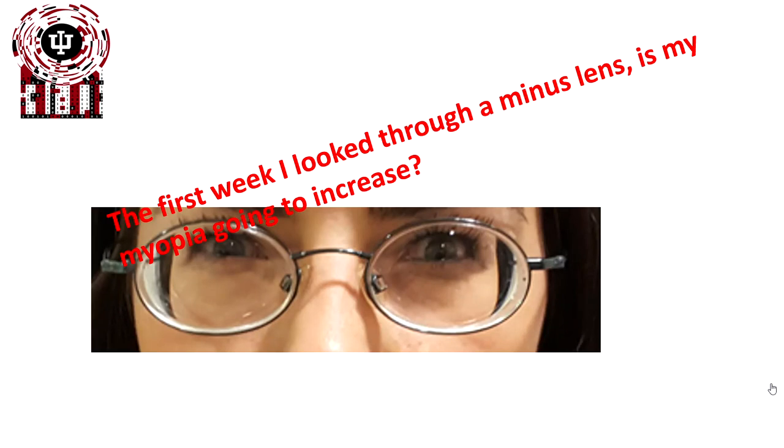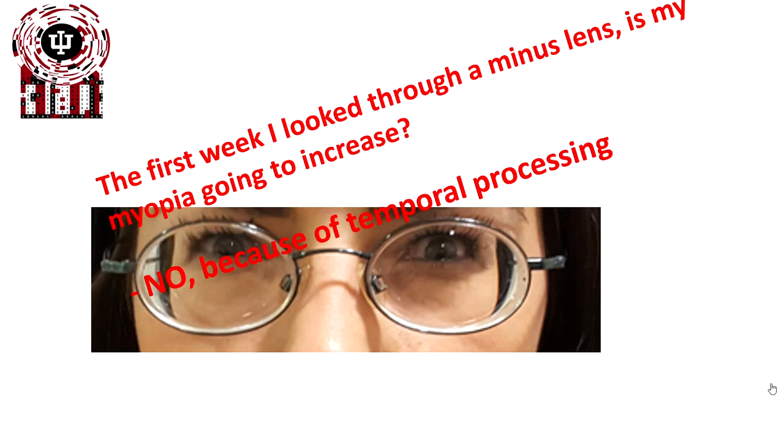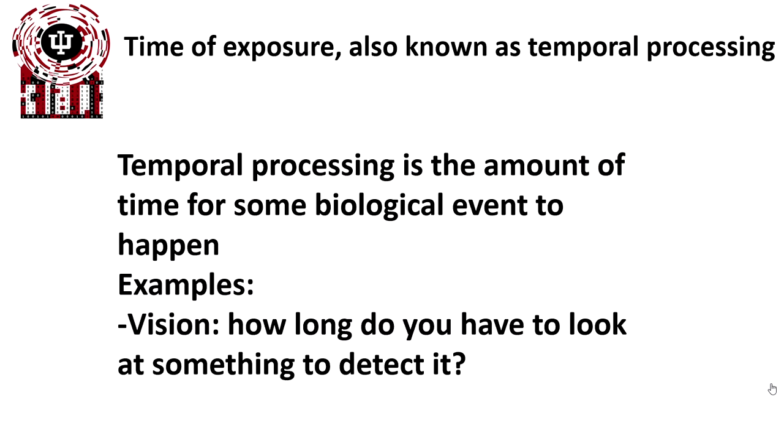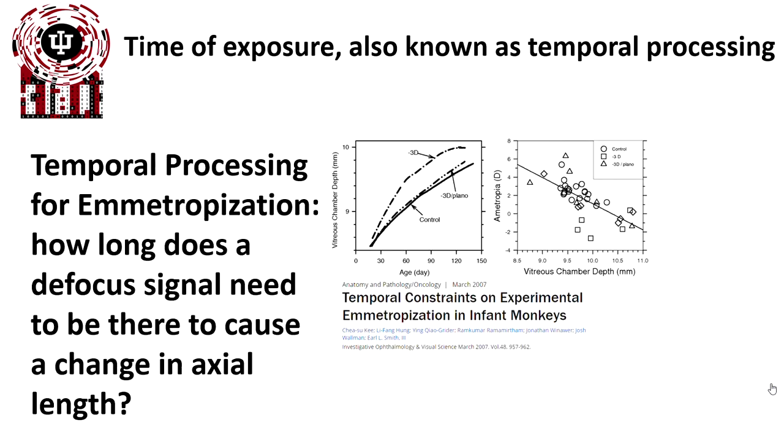You might ask yourself, a few weeks ago I looked through a minus lens, is my myopia going to increase because I just looked through this minus lens? The answer is obviously no, and that's because of temporal processing. You can think of temporal processing as the amount of time for some sort of biological event to happen. An example of that is, how long do you have to look at something to detect it? When we talk about emmetropization and temporal processing, we're talking about how long a defocus signal needs to be there to cause a change in axial length.